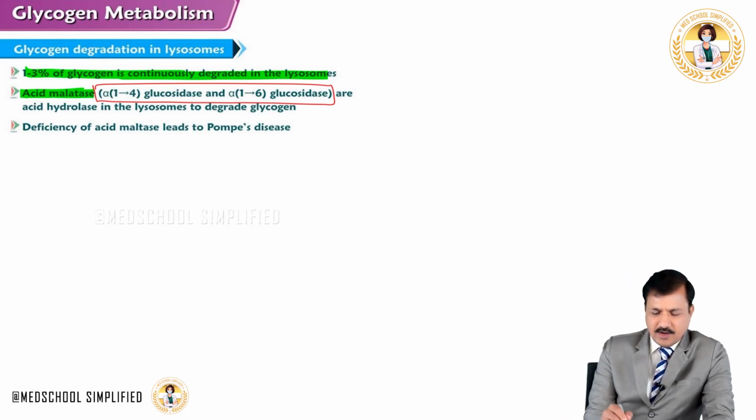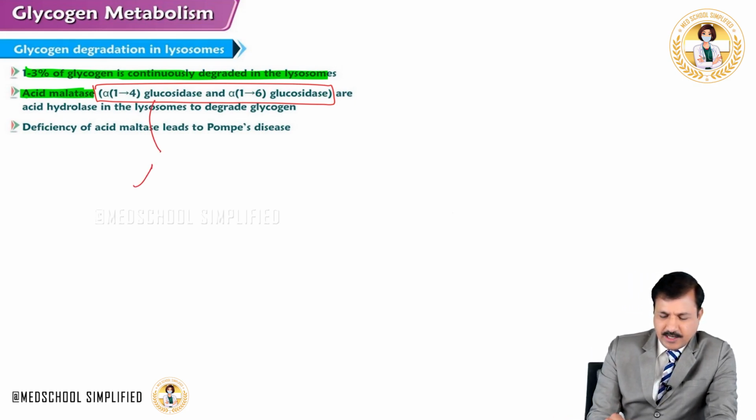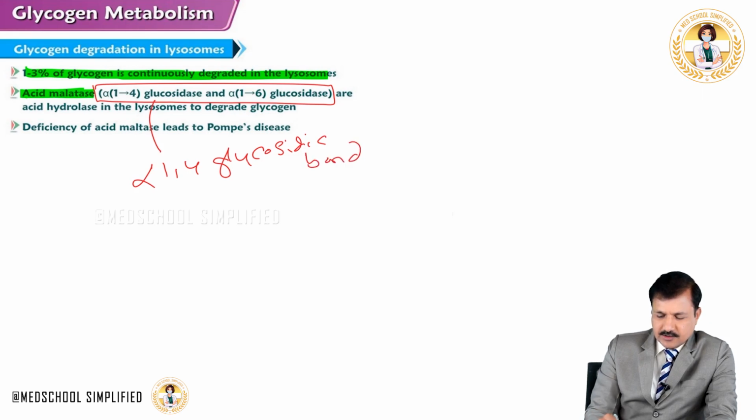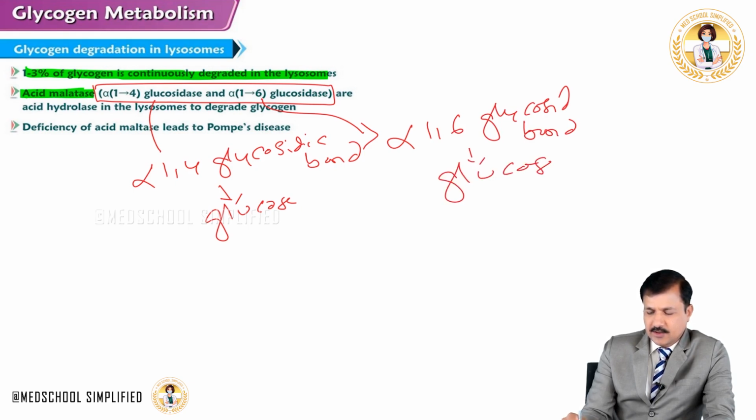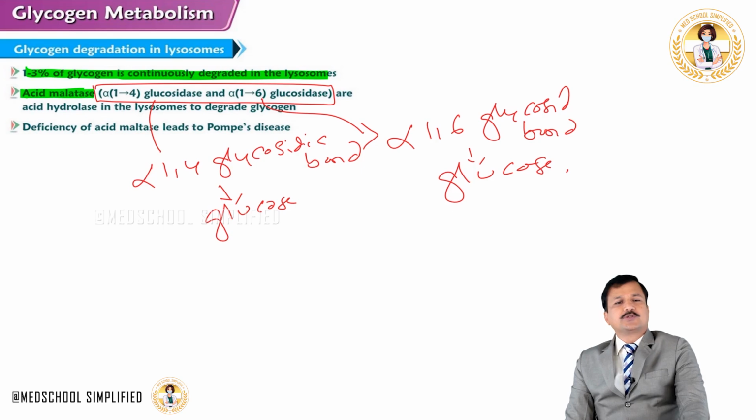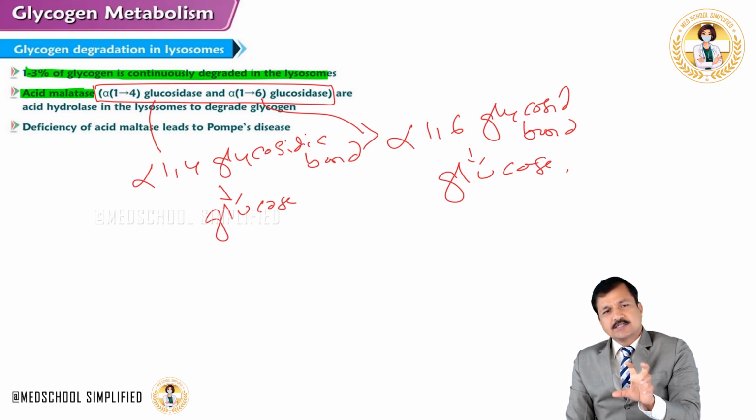So the function of alpha-1,4 glucosidase is to break the alpha-1,4 glycosidic bond, and by breaking it, it is going to release glucose. The function of alpha-1,6 glucosidase is to break the alpha-1,6 glycosidic bond, and that will also release glucose. So basically, glycogen degradation in the lysosome uses alpha-1,4 glucosidase and alpha-1,6 glucosidase, both acid stable enzymes. Together they are called acid maltase.